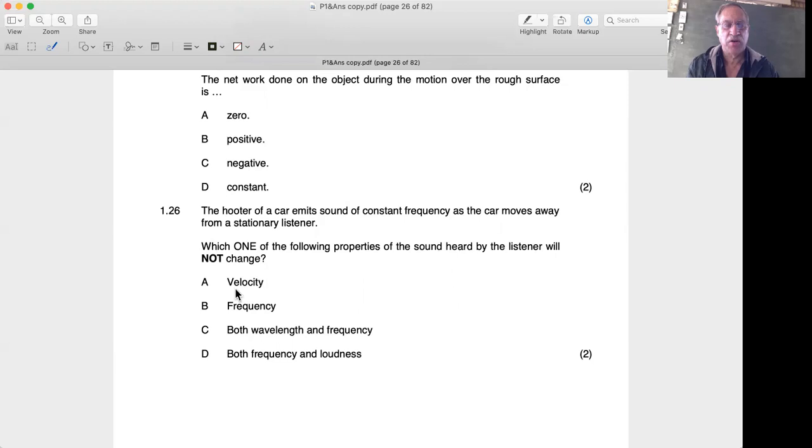So the speed of sound doesn't change. The frequency changes. Both wavelength and frequency change. Frequency and loudness change when things are moving away, but the velocity of sound doesn't change. So that would be the answer.